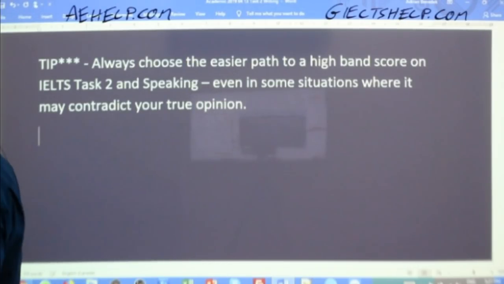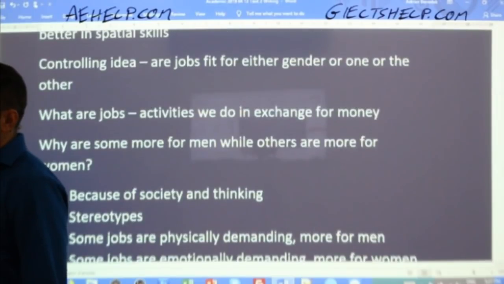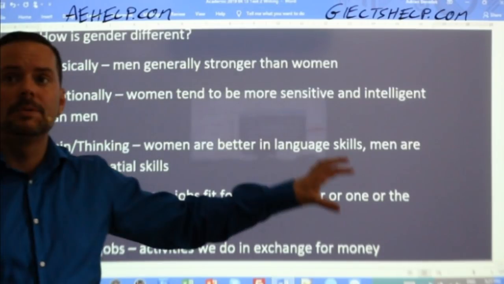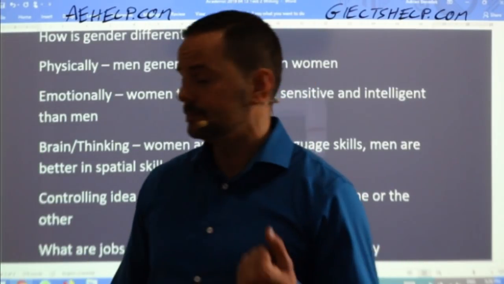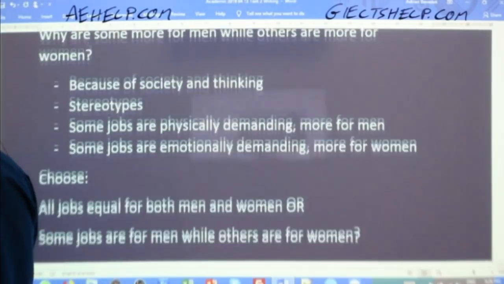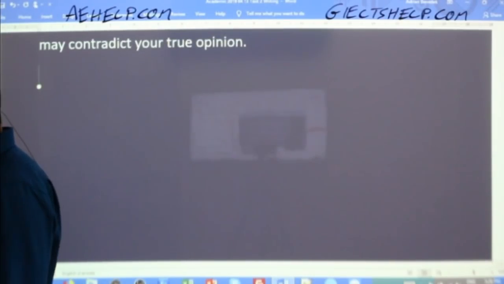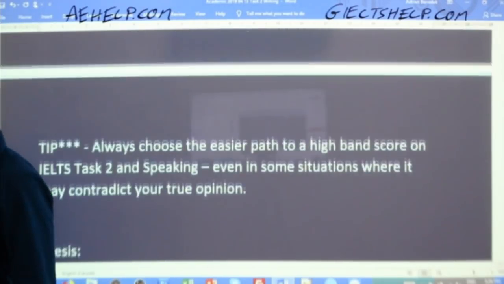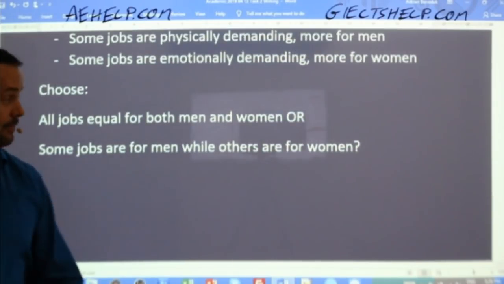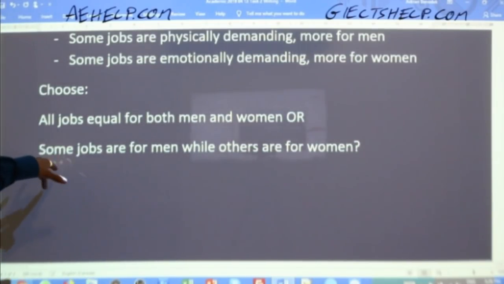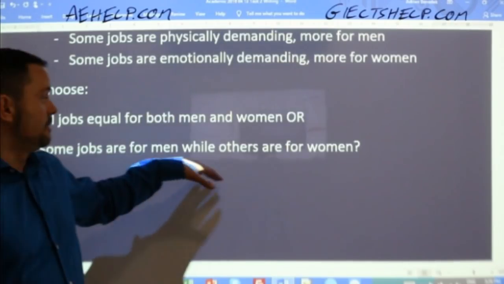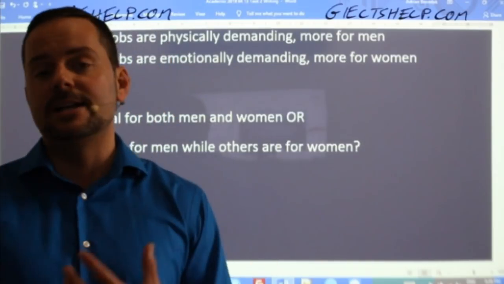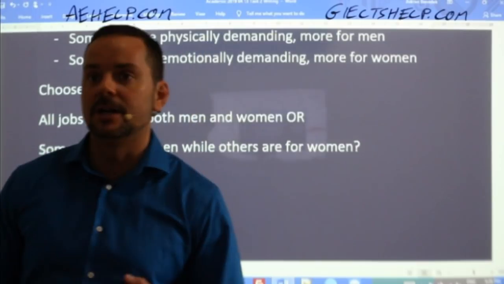Okay, students, based on the critical thinking that we just did with the topic and the controlling idea, let's write the thesis statement. Write a thesis and keep it simple. You should realize that it's easier to write a clear, direct thesis statement with this one here, that some jobs are more for men while others are more for women. It's easier to put words of contrast in there, easier to find vocabulary.